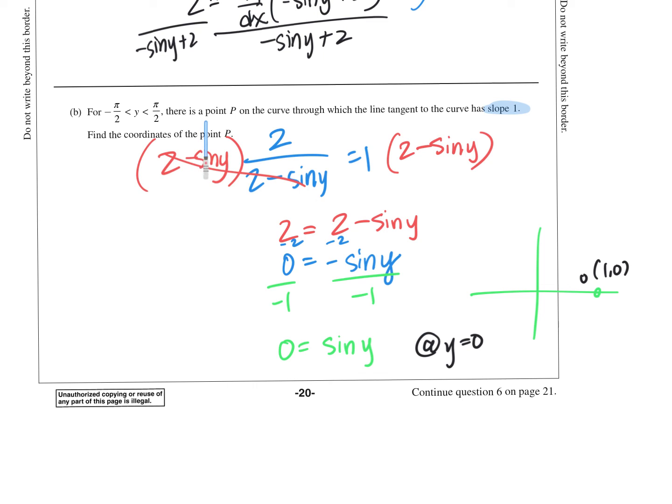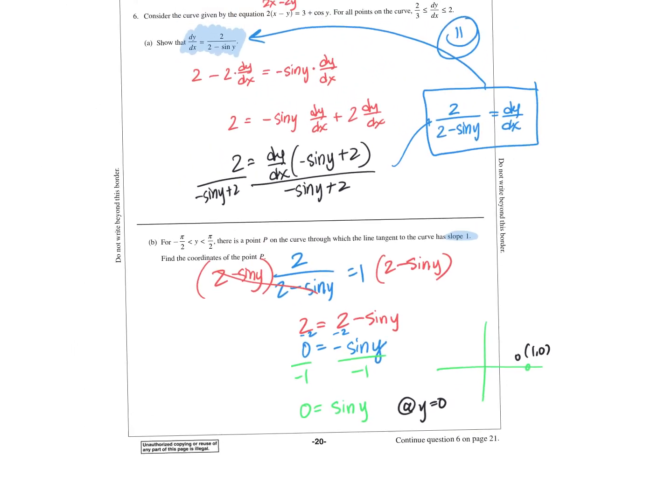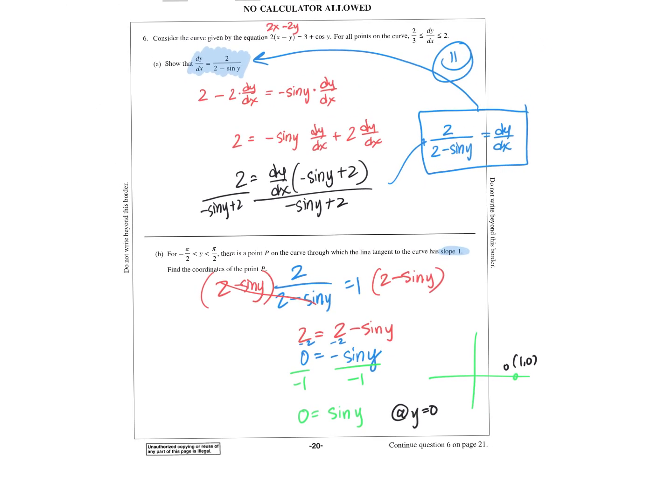Now it says there is a point P where the slope is 1. We said yes, the y coordinate is going to be 0. How can I go find that x coordinate? Yeah, it says it is on the curve. Here is the curve that they gave us way up here. So if y was 0 here, we'd have 2 times x minus 0 equals 3 plus the cosine of 0. That's me plugging in my y is 0 up here.